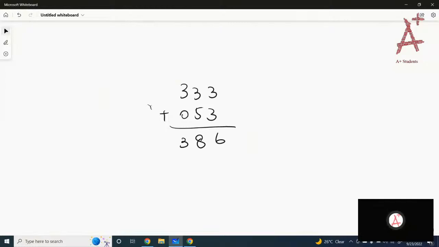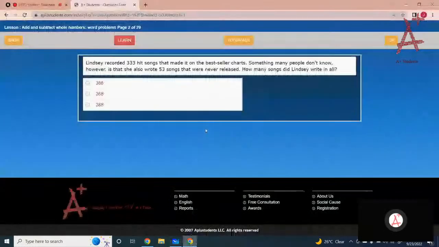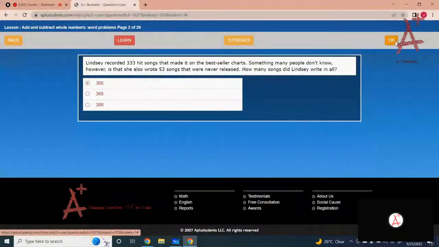Okay. So the correct option is 386. So select the correct option. The first option is the correct one and then click on the OK button.